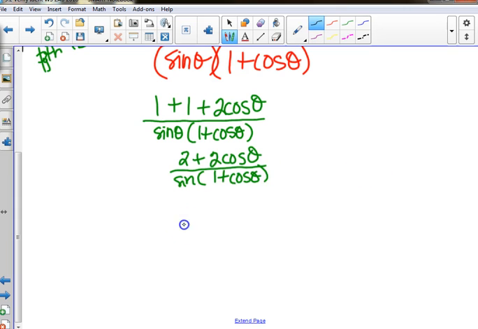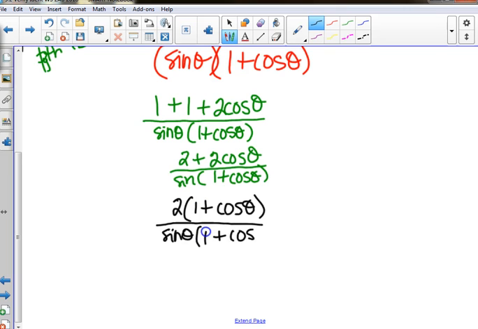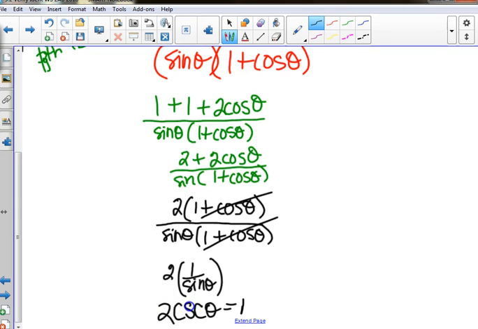If I take a 2 out here, what will I have? 1 plus cosine theta over sine. I lost a theta there. 1 plus cosine. Now I'm allowed to divide that out. And 2 times 1 over sine is 2 cosecant, which is the right-hand side.